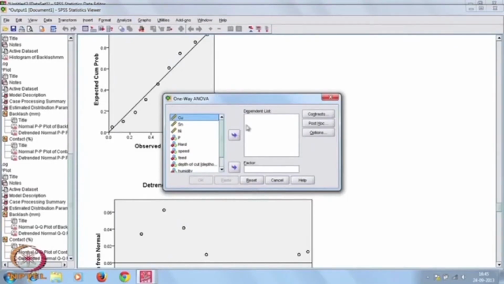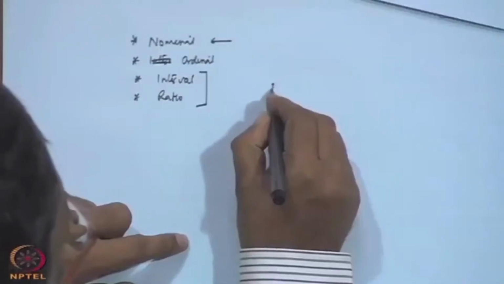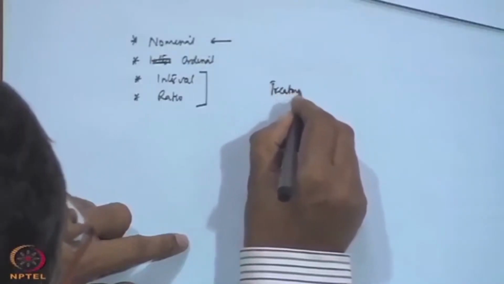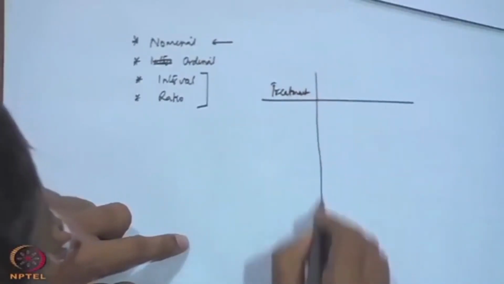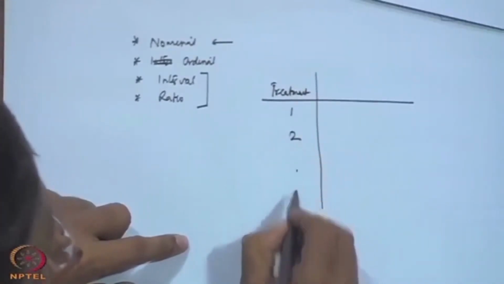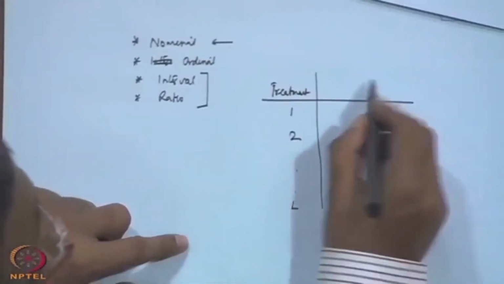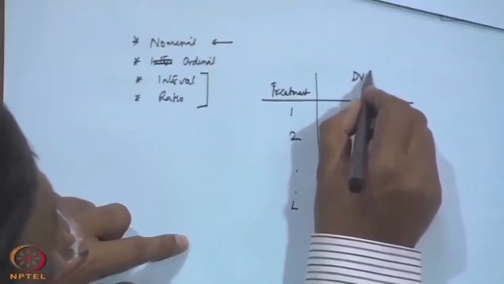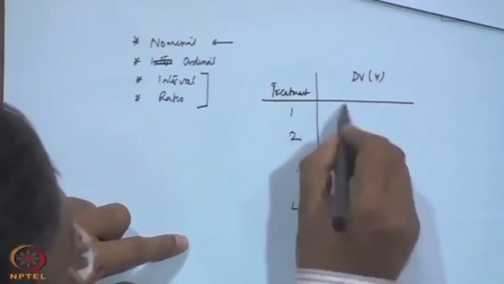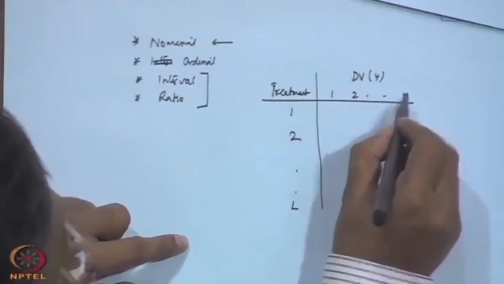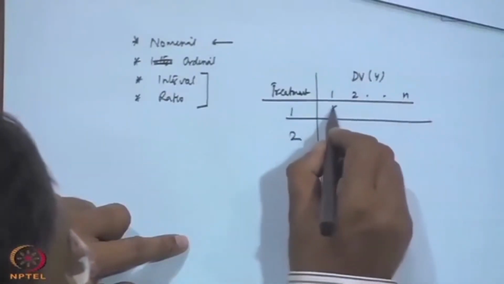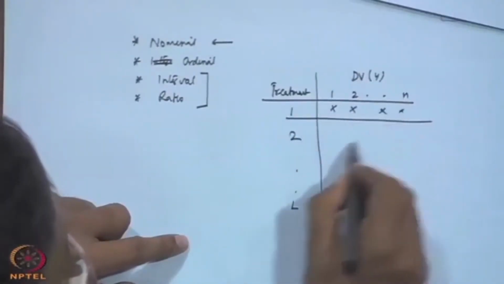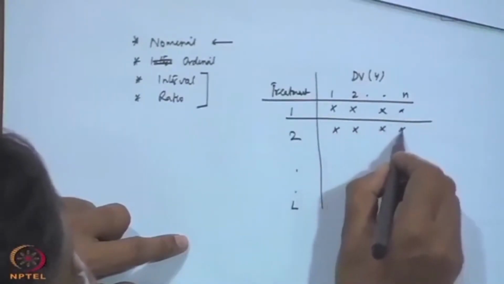So then here you have to see what the dependent variable is, and I think all of you know the ANOVA model. In ANOVA we said there are treatments or populations, say 1, 2, and so on up to L populations, and there will be one dependent variable, let it be y, with observations 1, 2, up to n. So here several observations, here second one several observations.